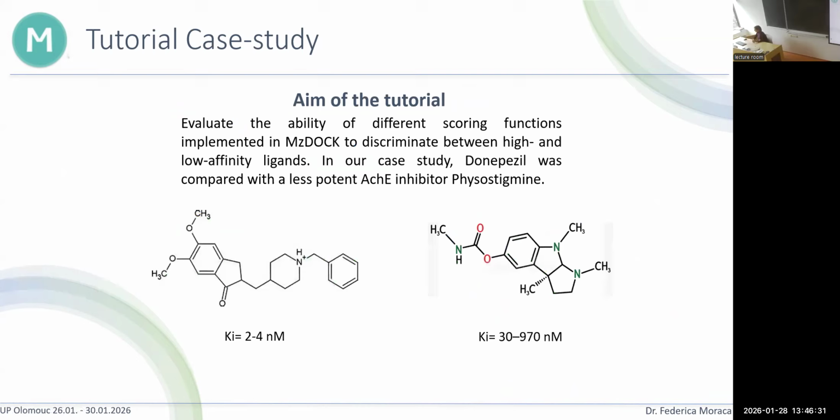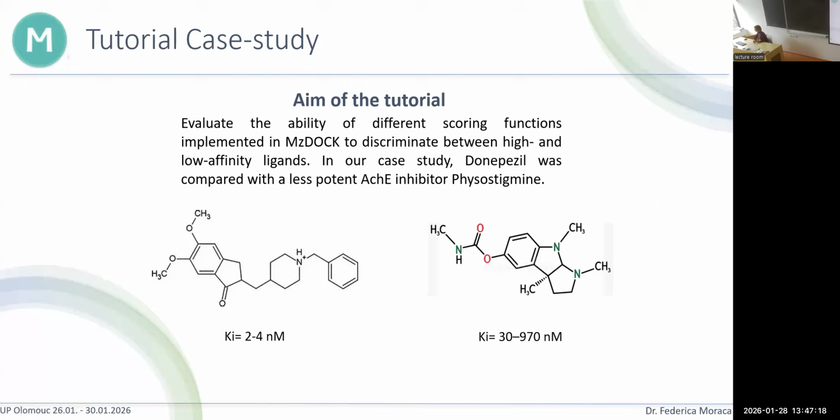Okay, so let's skip to the tutorial. The aim of the tutorial is to compare the most active ligand, donepezil, for which an inhibition constant has been calculated experimentally equal to 2 or 4 nanomolar, so in the low nanomolar range, with respect to a less potent ligand, which is physostigmine, for which the inhibition constant is relatively high.